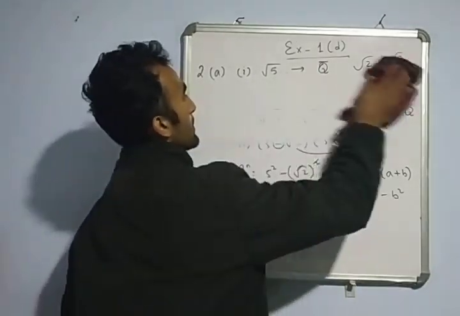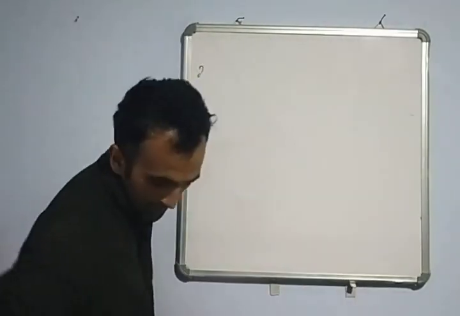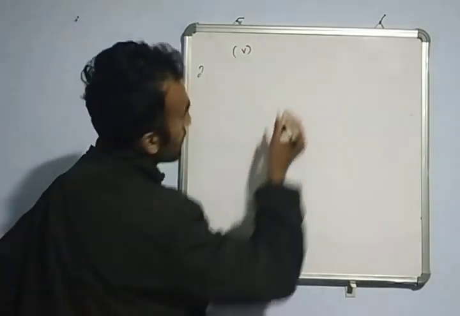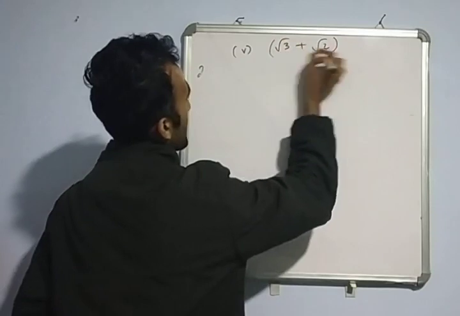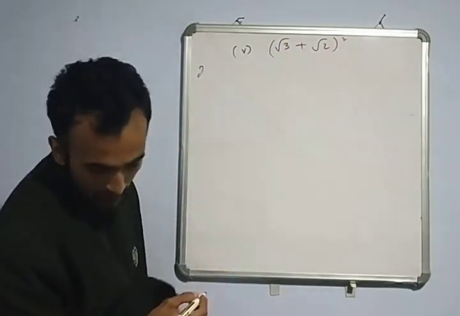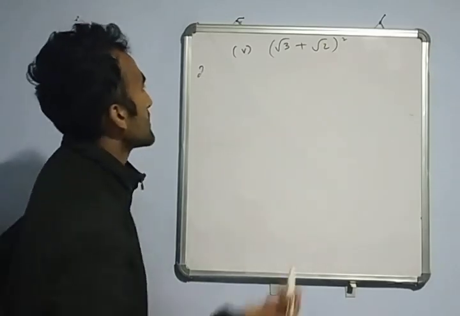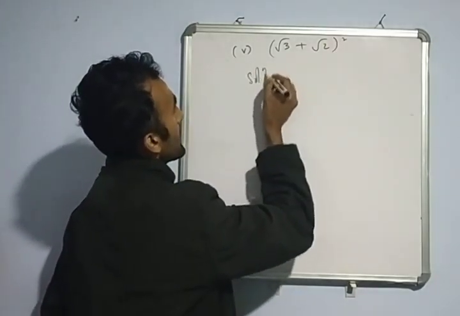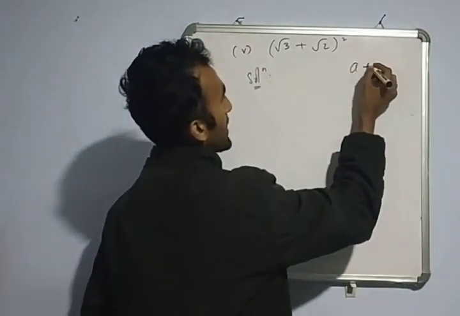Now I'll go to sub number 5. Sub number 5 is nothing but root 3 plus root 2, whole square. I have to tell whether this is rational or irrational. So things are not clear. See, there is a square, so let me first simplify this one. This is a plus b whole square. Last time I already gave you the identities.